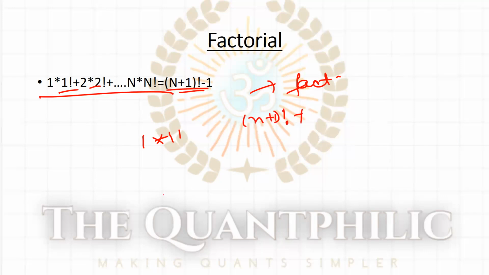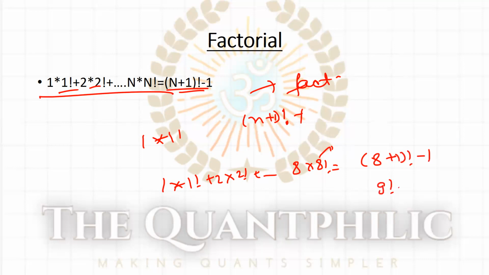Okay. So if the question would have been 1 into 1 factorial plus 2 into 2 factorial dot dot dot 8 into 8 factorial, what will be its value? Basically the last value is 8. So this will be 8 plus 1 factorial minus 1, so 9 factorial minus 1.